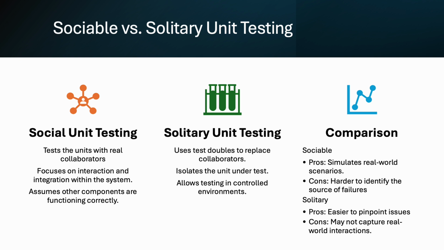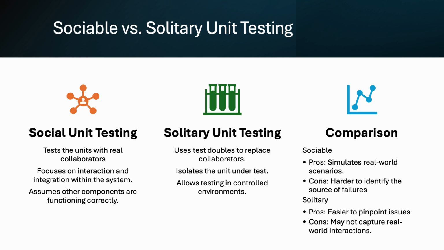So sociable unit testing tests the unit with real collaborators. It focuses on interaction and integration within the system. It assumes other components are functioning correctly. Now, in solitary unit testing, it uses test doubles to replace collaborators. It isolates the unit under test, and it allows testing in controlled environments.